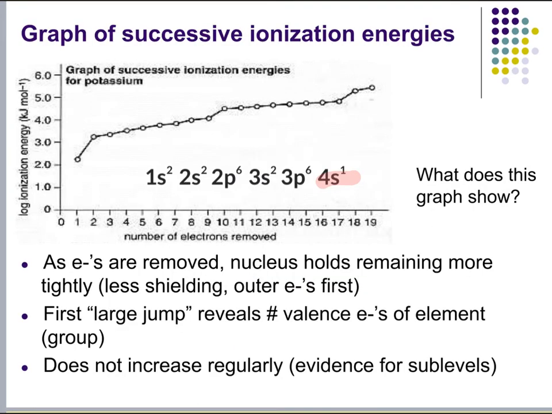So to make a graph of successive ionization energies, you have to tie this to the electron configuration again. Wherever the valence shell is, so that would be my 4s for potassium, that's going to be the very first electron to be removed. If this is the valence shell, now you want to show a big jump. So you see how that's the largest jump. There are other jumps up here, but that's the largest jump. You want to indicate that that is the valence shell.